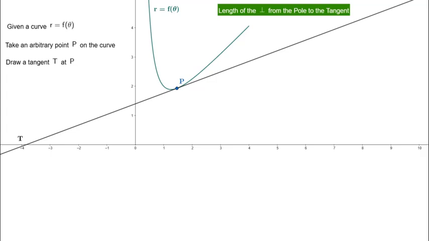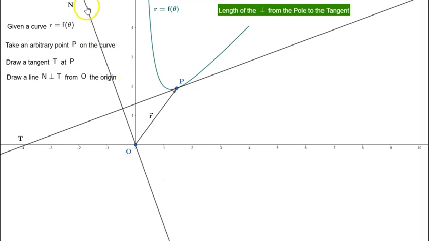Now, as usual, we draw the radius vector. Draw a line N perpendicular to T from O, the origin. So, this is the perpendicular N perpendicular to T. Now, the intersection of N and T is at N1. So, this point of intersection would be N1. So, p equal to ON1 is the length required. Length of the perpendicular from the pole to the tangent.